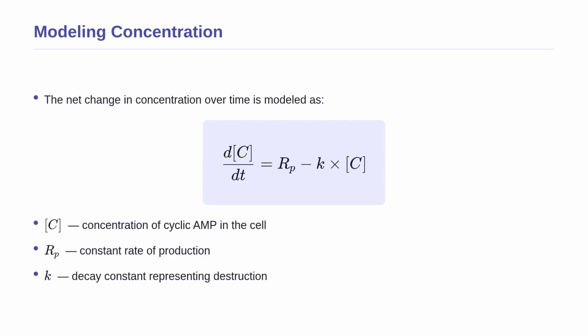In this formula, the derivative on the left represents the net change in concentration over time. Rp is the constant rate at which new cyclic AMP is pumped into the cell. The term K times the concentration of cyclic AMP represents the rate of destruction by PDE. The negative sign indicates that this destruction process is actively removing molecules from the total pool.